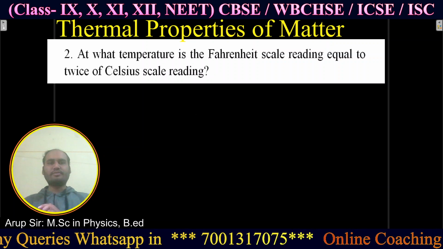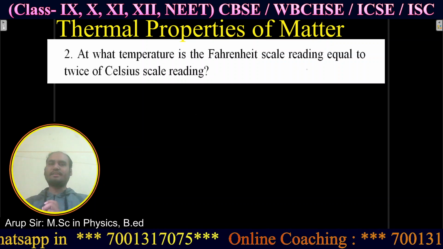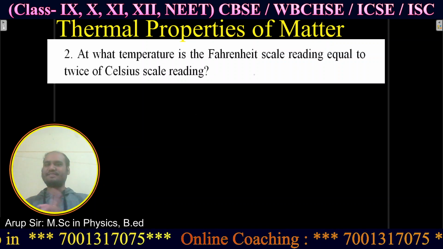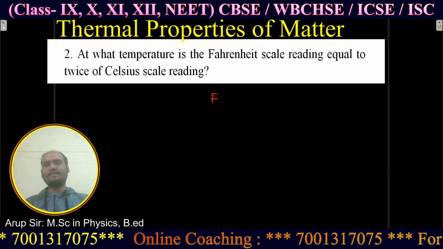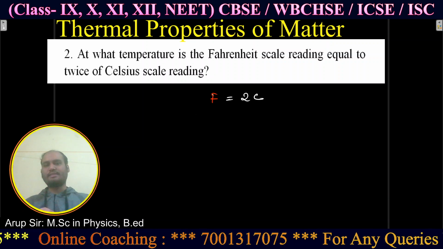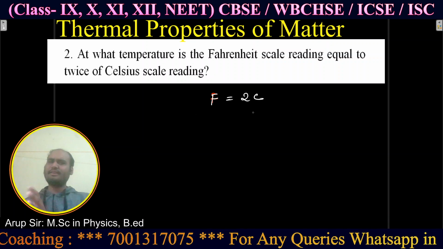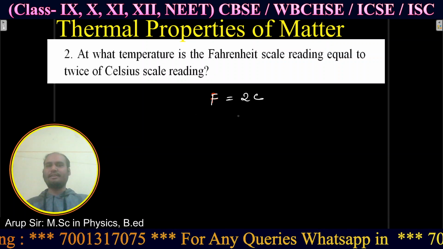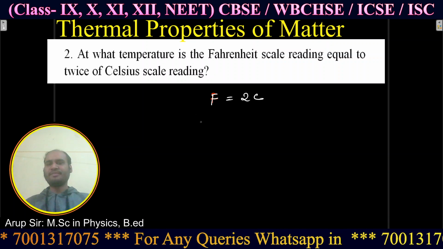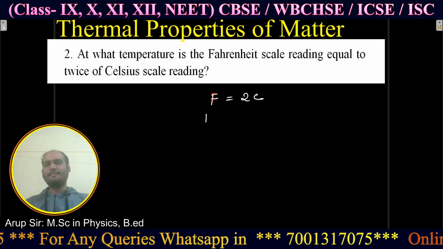Okay, so here the question is: at what temperature is the Fahrenheit scale reading equal to twice the Celsius scale reading? So basically, the Fahrenheit scale reading is equal to twice the Celsius scale reading. We have to find this particular temperature, either in the Fahrenheit scale or in the centigrade scale; at any scale you can measure. So what is the relationship between F and C, the Fahrenheit scale and the centigrade scale?